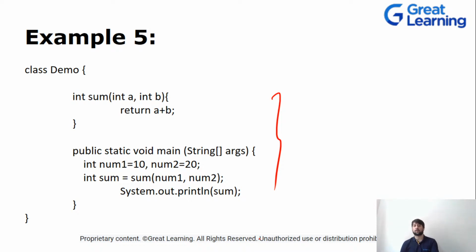Now can anyone tell me, is this program correct, or is there any error in this? So you have this class Demo over here, and we have this method which is returning integer. Then we have these two variables, and then we are just printing out this sum.